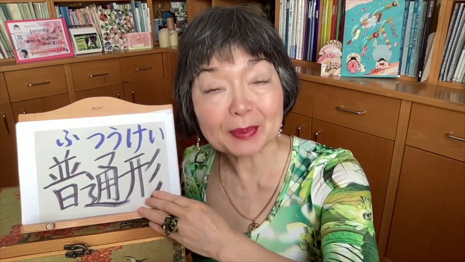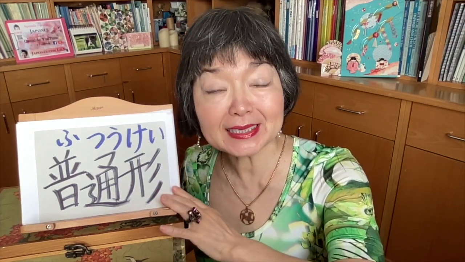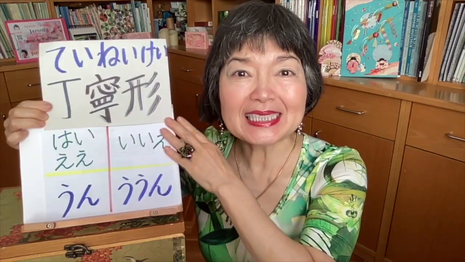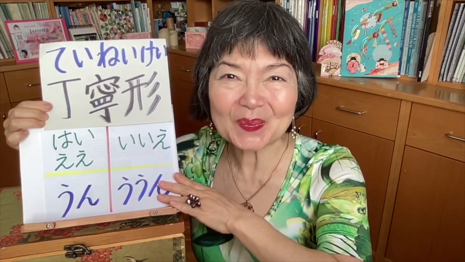Grammar video number 95, and we're going to learn the conversation in 普通形 style, in a casual way of speaking. Before beginning this video, if you don't remember how to make 普通形, the plain form, you can watch my previous video, grammar number 94, how to make 普通形. We use plain form 普通形 in a conversation among family members or among friends, the very, very close friends. At first, we're going to see the difference between 丁寧形 and 普通形 and how to say yes and no.